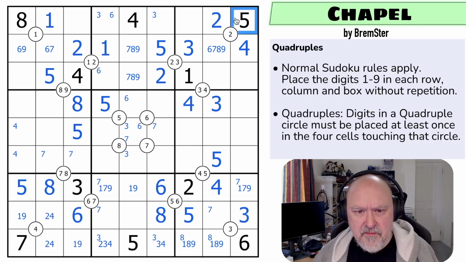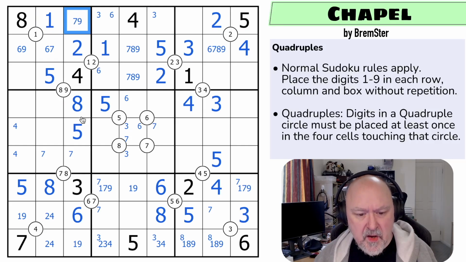3, 4, 5. These are 6, 7, 8, 9. This can't be 6 or 8, so this is only 7 or 9. Oh, it's 1, 7, 9 in these. There's only 3 digits not placed in the column. 1, 7, 9.